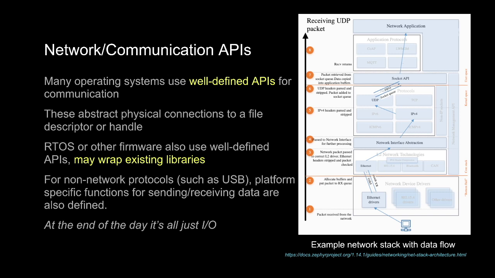So they try to do stuff like having a physical connection that is either a file descriptor or a handle or some sort of pointer that you can send data to and manipulate. An RTOS is going to be doing the same thing. Usually any other kind of firmware is going to have some sort of standard API that they can be using for this kind of communication. And it may wrap other existing libraries. There may be a bunch of indirection to the actual functions you're using, but they're all going to ultimately be pretty similar in how they operate from a user or programmer perspective.